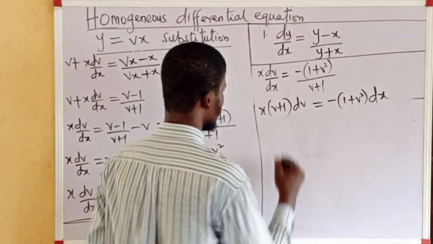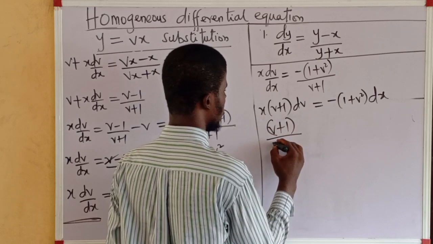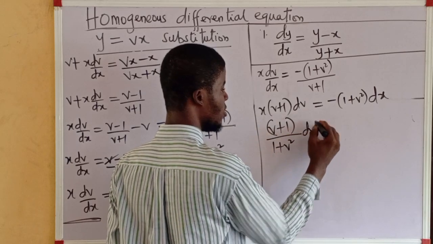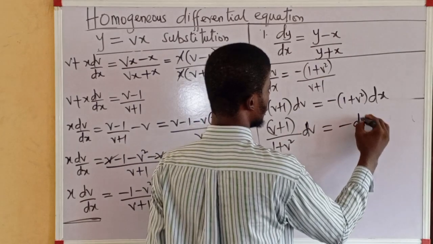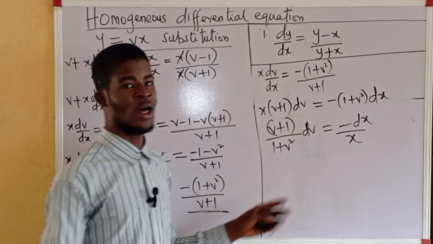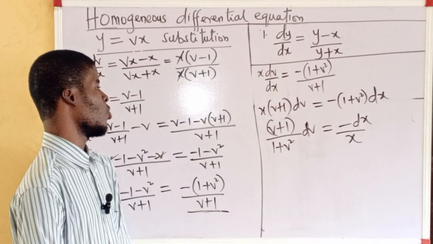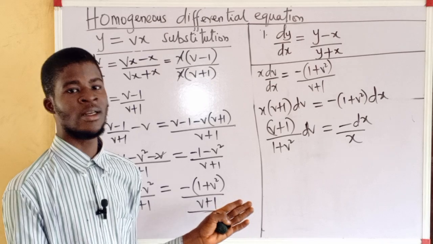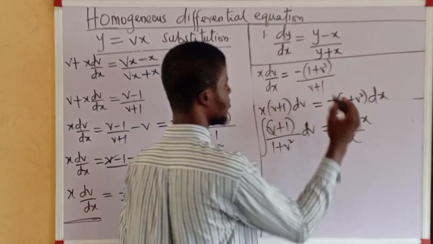So this is what will happen. We'll be having (v plus 1) over (1 plus v squared) dv equal to minus dx divided by x. This is what we have. We have totally separated the variables. So we'll have to integrate both sides now. Let's do the integral of both sides.